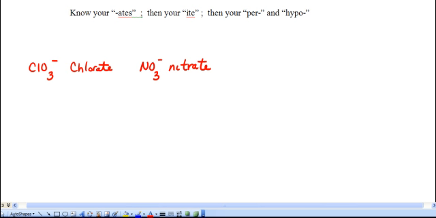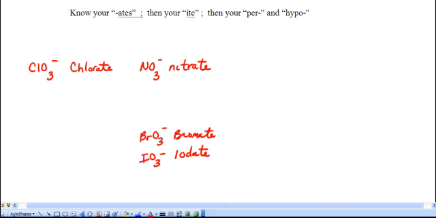Now, I could run off a bunch of extra ones. Let me just do a couple down here. If I had BrO3-, that would be bromate. And if I had IO3-, that would be called iodate. Now, as it turns out, whatever chlorine does in terms of its polyatomic ions, the bromine and the iodine will generally do the same thing. So you could easily substitute in bromine and iodine for chlorine at any point here.